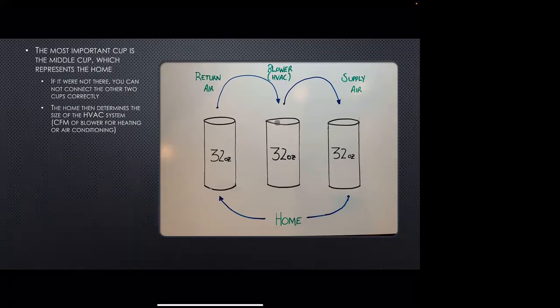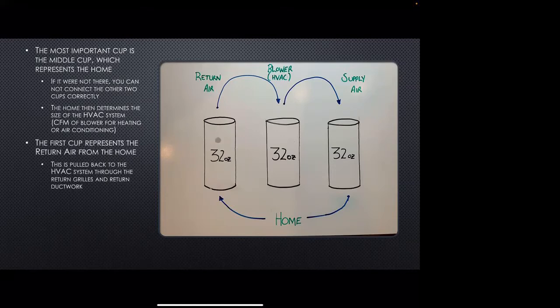The home determines the size of this cup right here. So again, if it were not there, you cannot connect the other two, and the home determines the size of the HVAC system or the size of the cup. Now, again, we want to make sure that the home and the load calculation and everything that we've done is the correct size for this cup, because that can affect obviously everything else too. So again, as we talked about last week, if we don't test, we guess on the size of the cup.